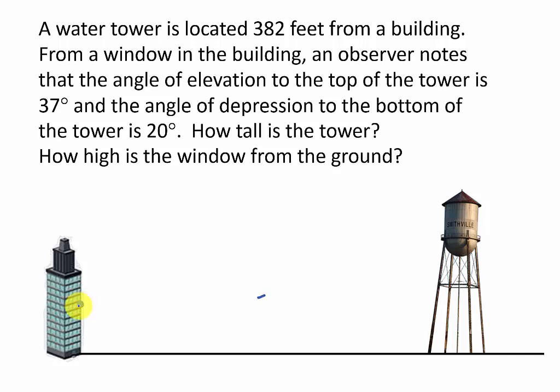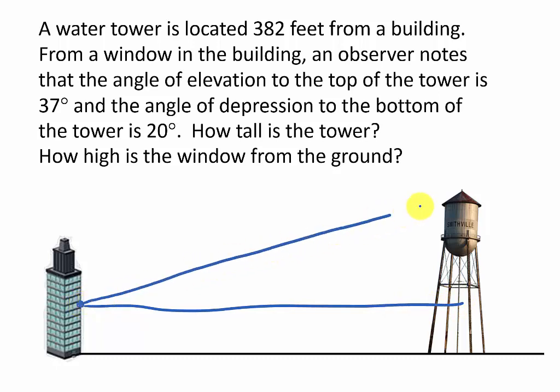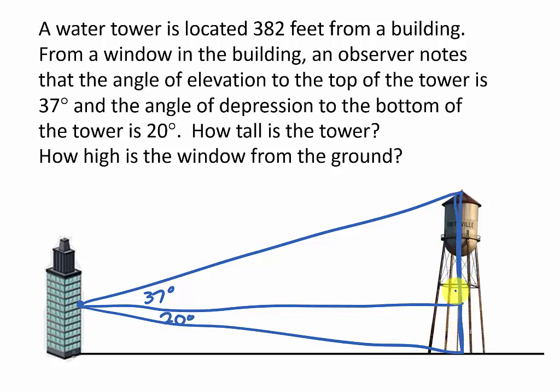Okay, so we're in this building looking out the window somewhere, and you measure the angle of elevation and depression off from horizontal. So let's make a horizontal line here. To the top of the tower, that angle is 37 degrees. Then measuring to the bottom of the tower, that angle is 20 degrees. Let's make this right triangle here as we come over here, and this is 382 feet. What we're interested in is finding how high the tower is.